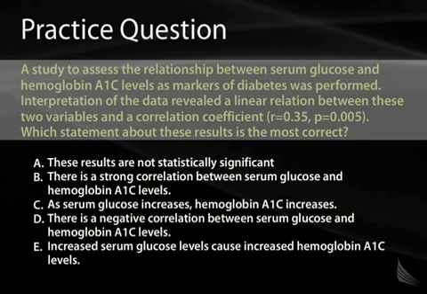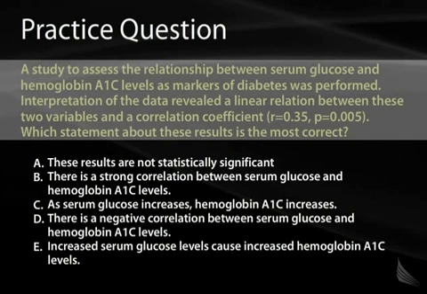Well, let's think about what the data are telling us. They tell us that R is 0.35 and that P is 0.005. So first of all, P is significantly lower than 0.05, the most common value for alpha. This would imply that these data are statistically significant. What does an R of 0.35 tell us? Well, first of all, it's positive. So this tells us that there is a positive relationship between these two variables, which would suggest that as one variable increases, so does the other, such that when serum glucose increases, so does hemoglobin A1C.